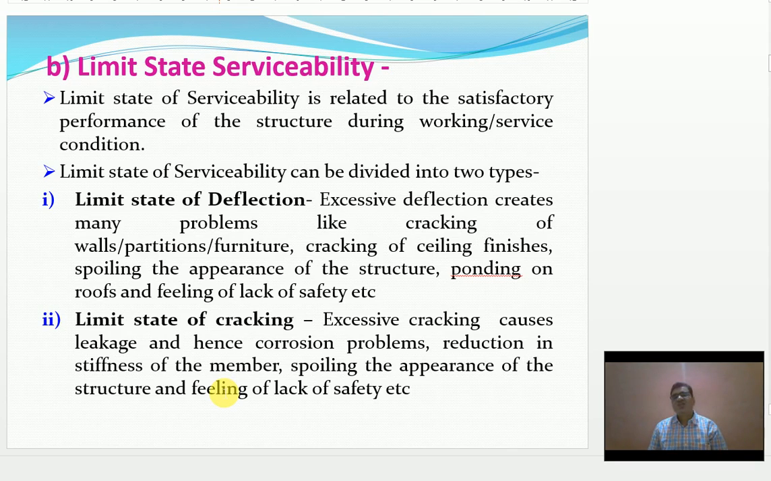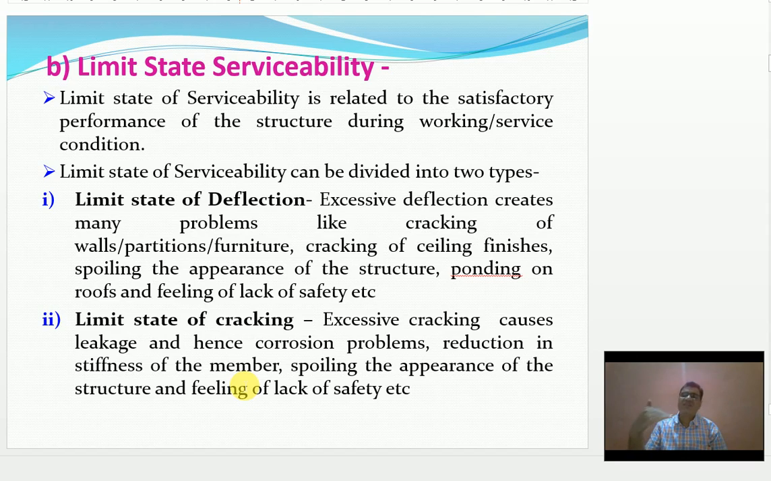This limit state of serviceability again can be divided into two types. The first one is limit state of deflection and second one is limit state of cracking. Now deflection, that means because of transverse load, the beam may get deflected, it may bend. This excessive deflection creates many problems. For example, cracking of the walls, maybe partitions or also the furniture. Then cracking of ceiling finishes. If deflection is there, obviously the cracks will occur.